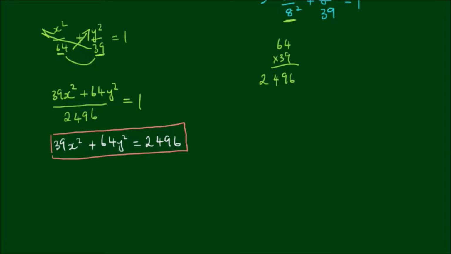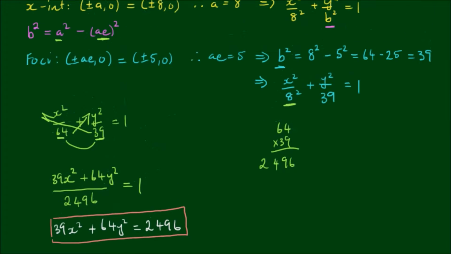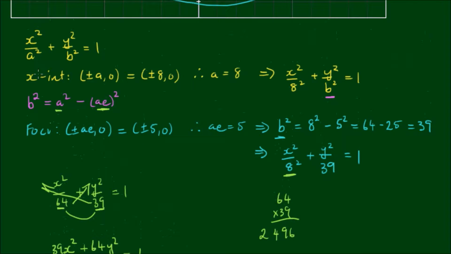So this was a rather straightforward example. Now in the next video we will look at some variations of the standard form of the ellipse. So we'll be looking at some variations to the equation x squared on a squared plus y squared on b squared is equal to 1.